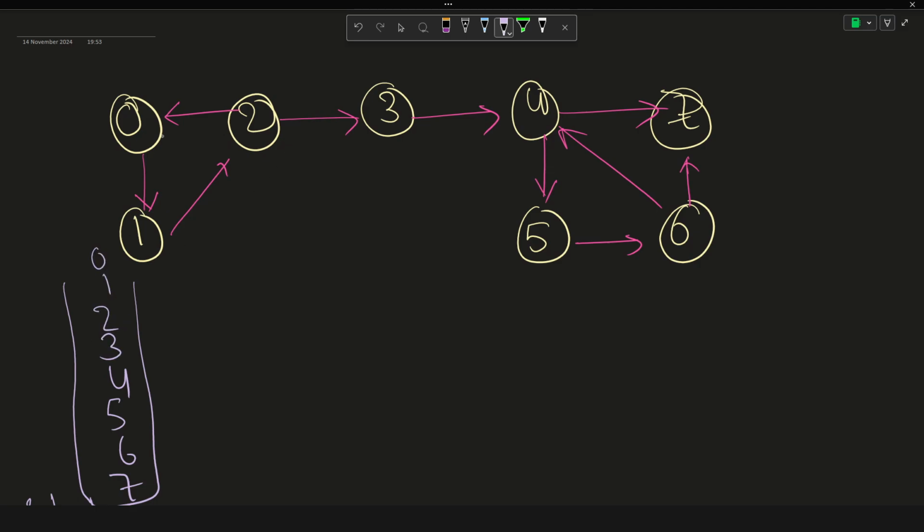So it went like this: 0 to 1, then 1 to 2, 2 to 3, 3 to 4, 4 to 5, 5 to 6, 6 to 7. That's why during backtracking it filled like 7, 6, 5, 4, 3, 2, 1, 0. So this will be our stack. After doing this first step, what do we do next in Kosaraju's algorithm?